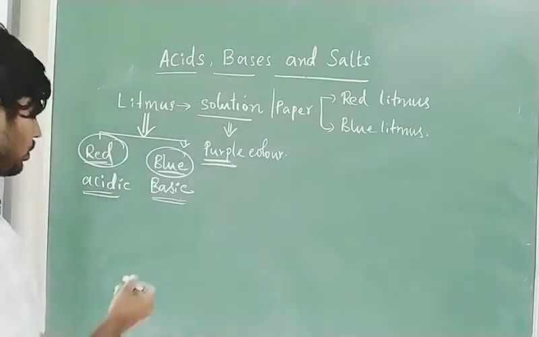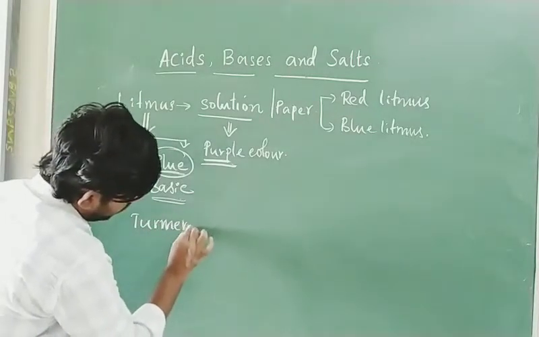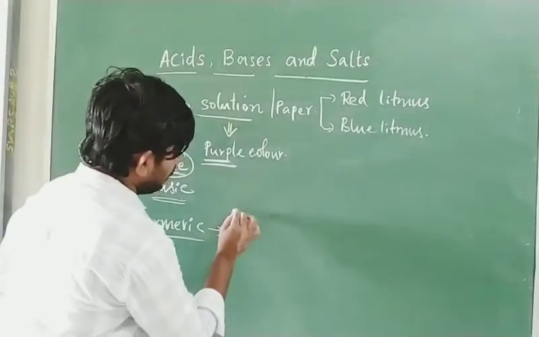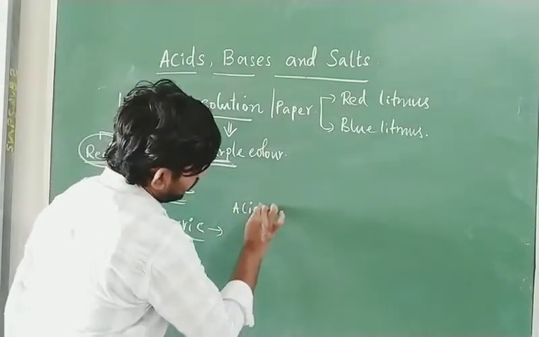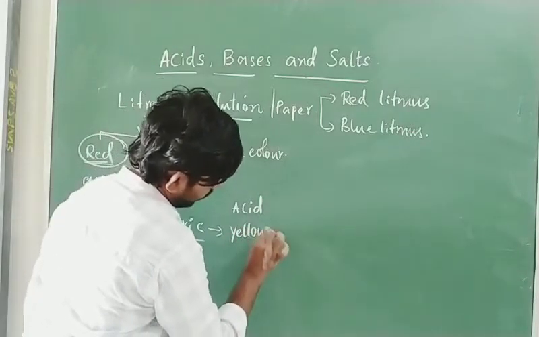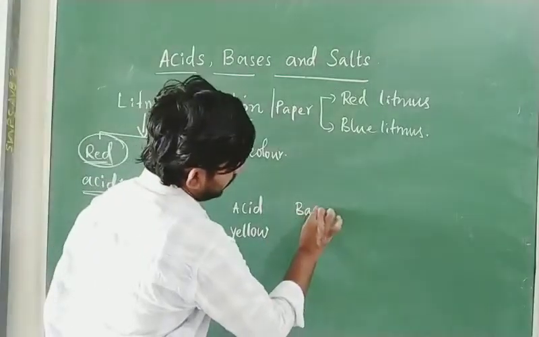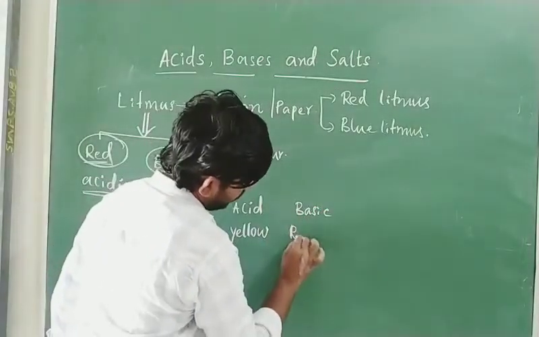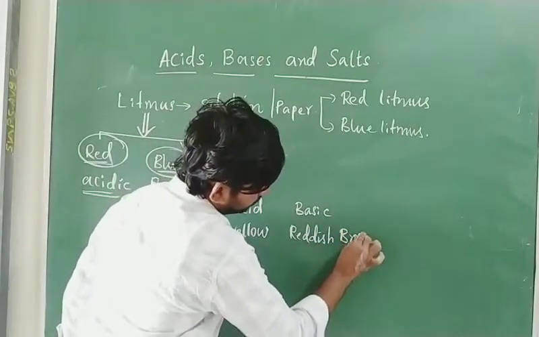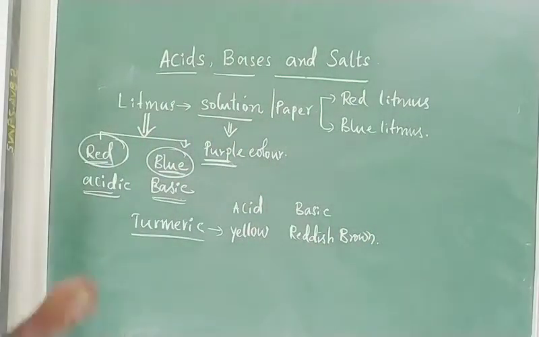Next one is turmeric indicator. If it is an acid, it will show yellow color. If it is a base, in basic medium, it will show reddish brown color.